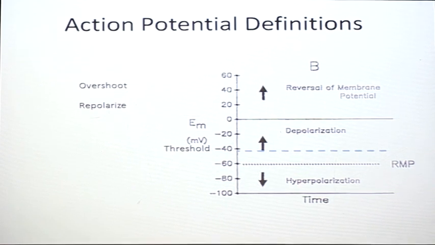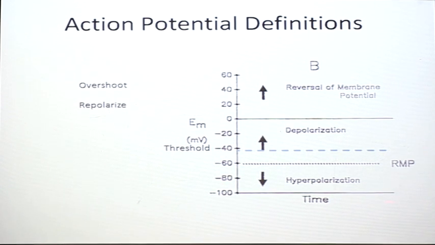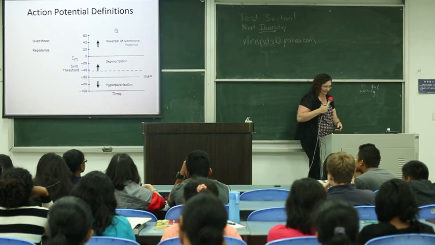And then what often happens is it goes under the resting membrane potential, and that's called hyperpolarize. You'll also notice that there's two constants here. We always have the time on the x-axis, and we always have the millivolts over here on the y-axis.